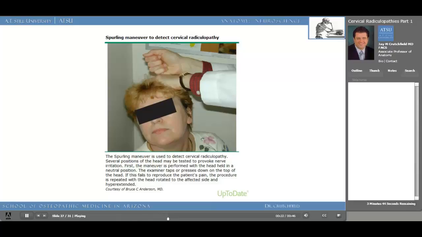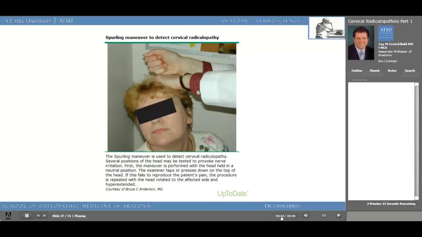and if this fails to produce the patient's pain, the procedure is repeated with the head rotated first to the unaffected side and then to the affected side and subsequently hyperextended to try to reproduce the pain and the associated paresthesia. Otherwise, it won't be considered a positive test if we just elicit the pain.